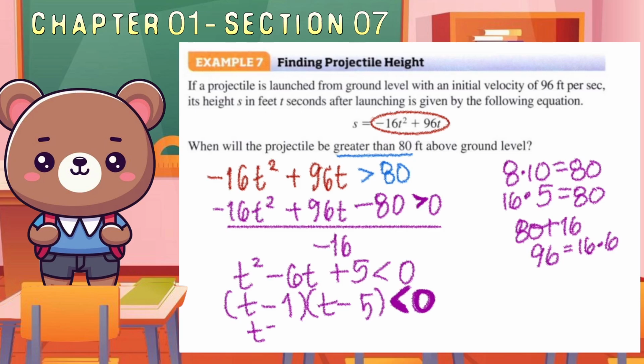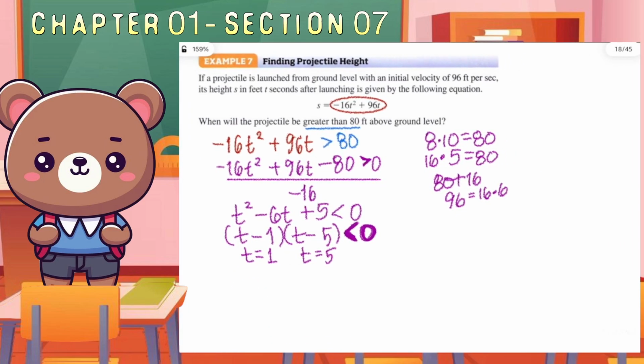So what do we end up getting? T minus 1 equals 0, so t equals 1. T minus 5 equals 0, so t equals 5, right? We set each equal to 0, we solve for t. Now, let's zoom out. Okay, that found for us our x-intercepts.